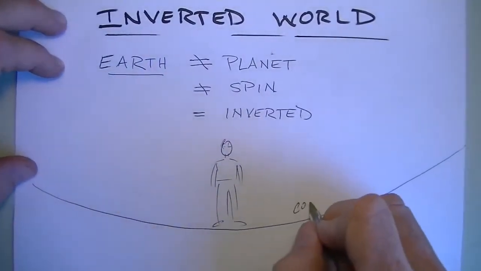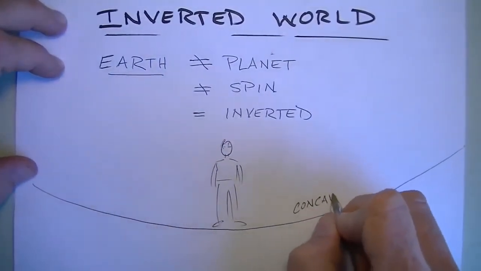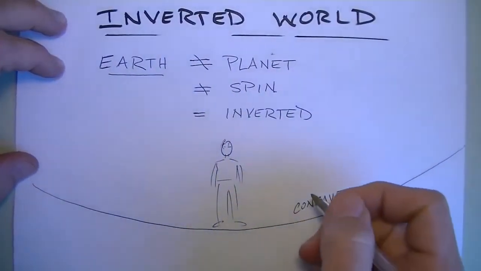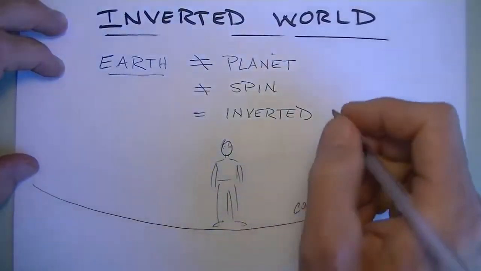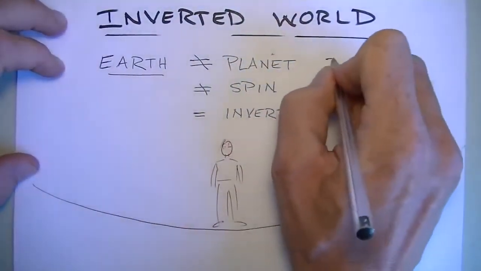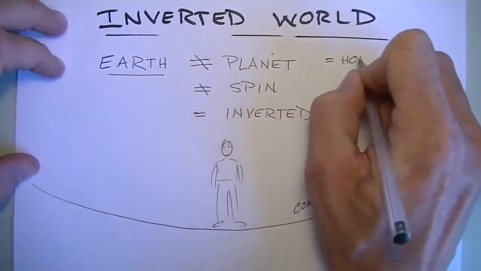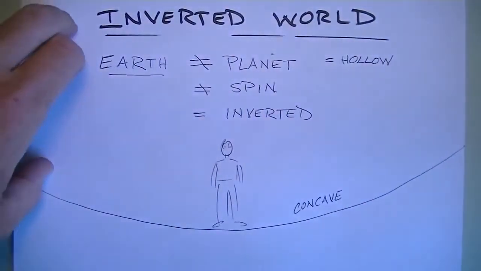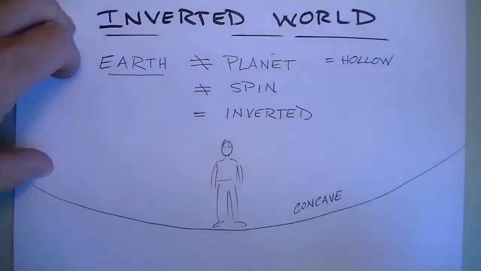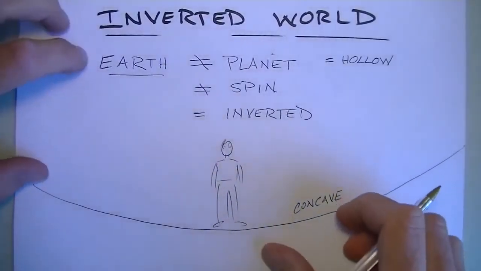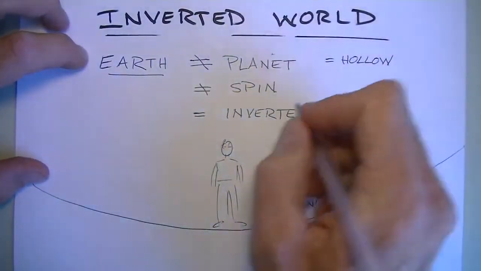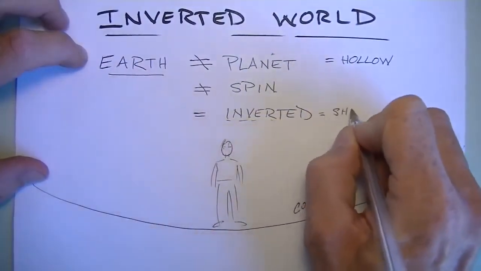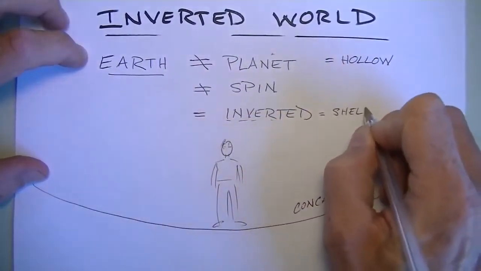This is called concave, okay? The concave side of Earth, which means Earth is not solid. Earth is hollow. However, it's not hollow in the way in which the more popular version of the hollow Earth theory is. Earth is a shell. It's just a shell. Okay? It's not solid and it's just a shell.